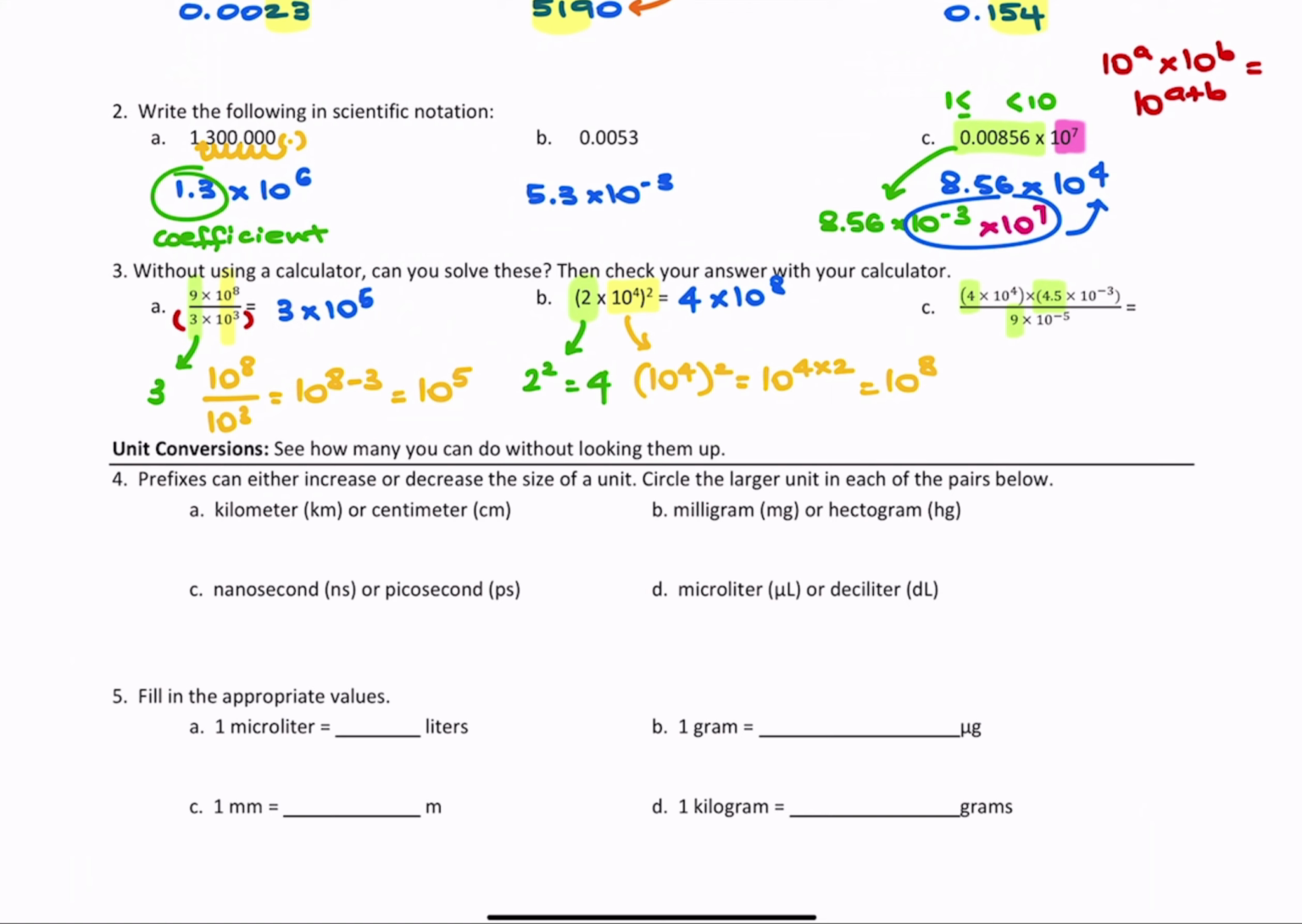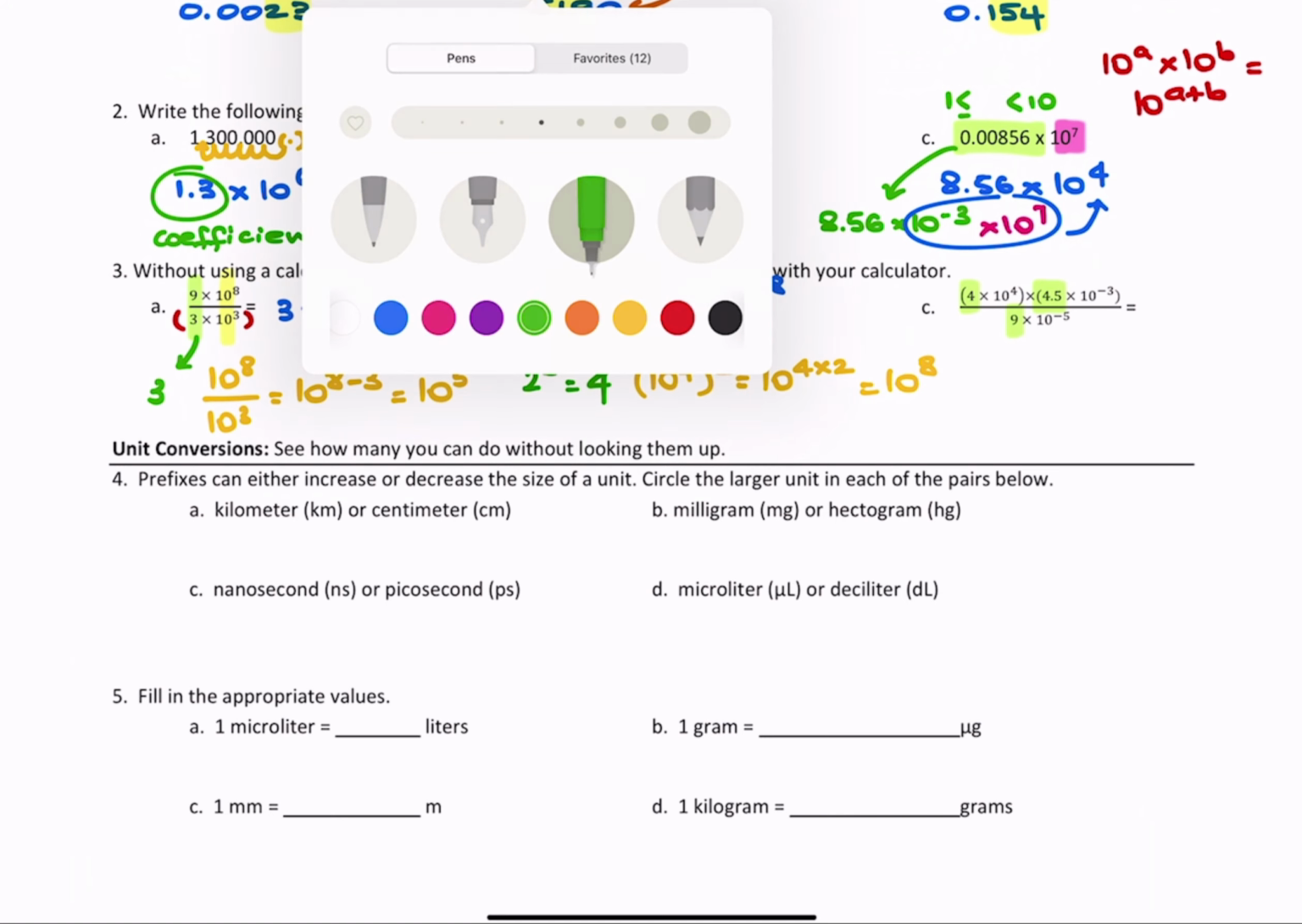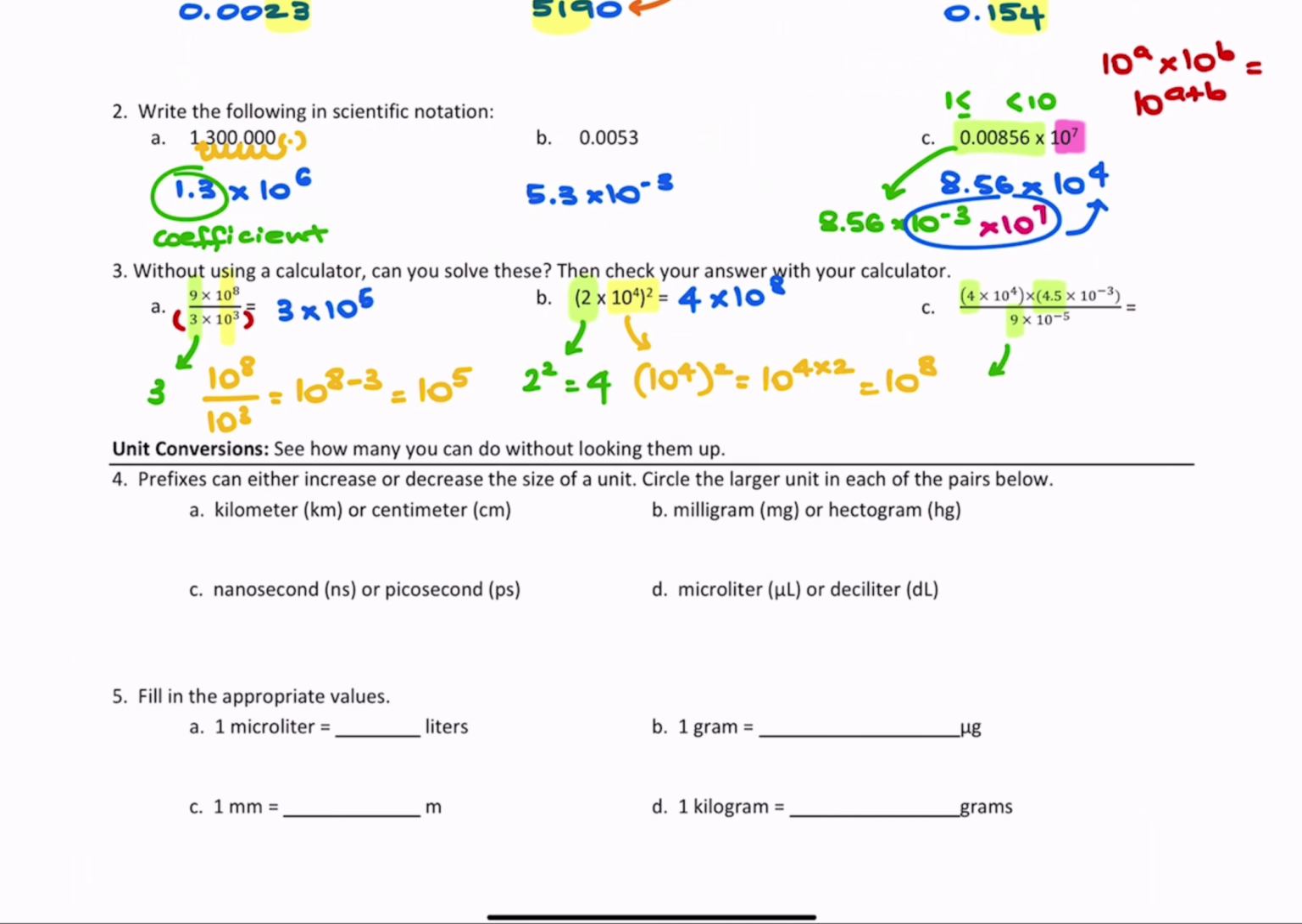4 times 4.5 is 18, so we end up with 18 over 9, okay? 18 over 9 is 2. And if we do the power of 10, then we end up with 10 to the 4th times 10 to the negative 3 over 10 to the negative 5.